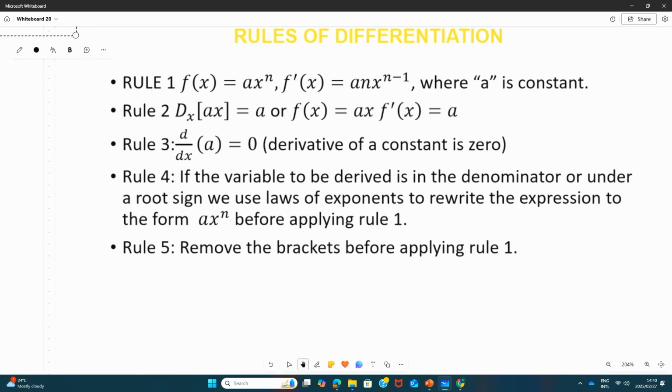And then rule 5, we do not differentiate when there are brackets. So whenever you are differentiating, you must make sure that you remove the brackets first. There must be no brackets. So you remove the brackets. I'm sure you know that one from grade 8 and 9 work. Also grade 10 is there, how to multiply the brackets.